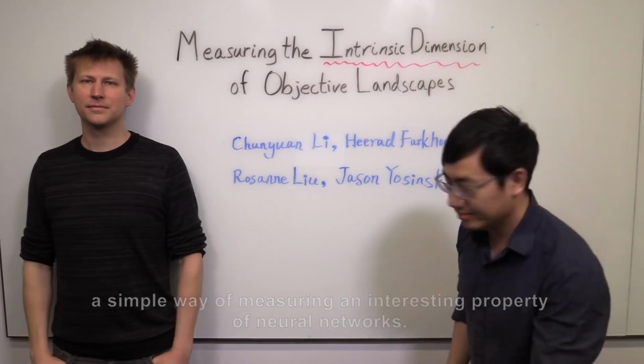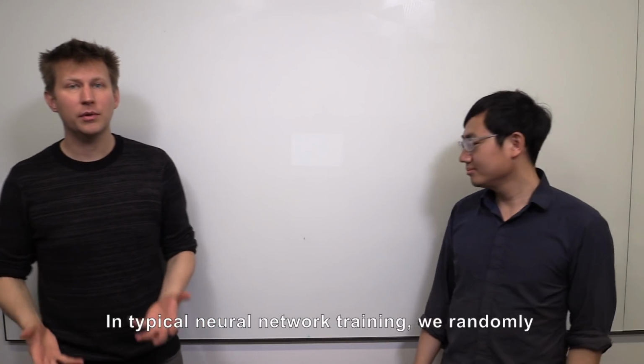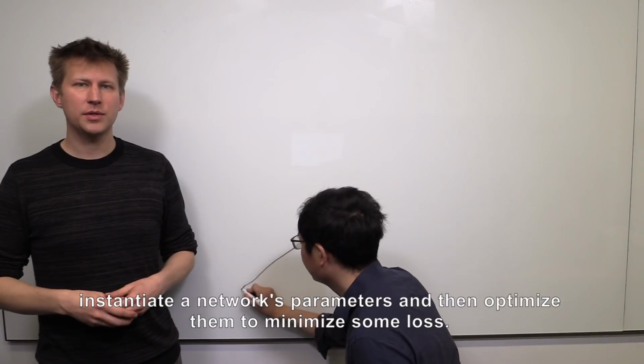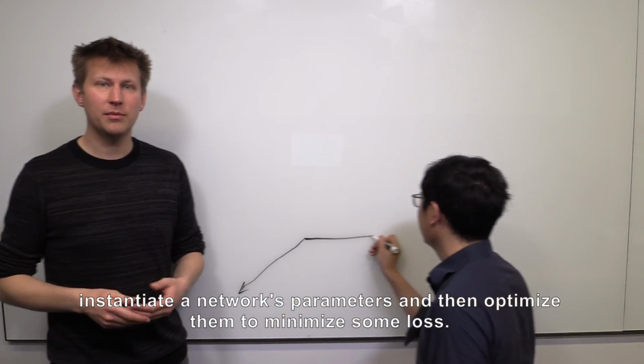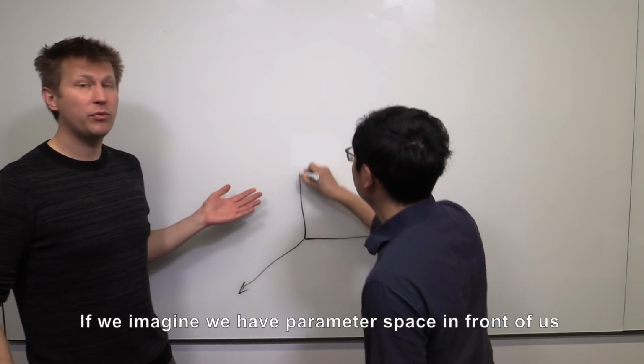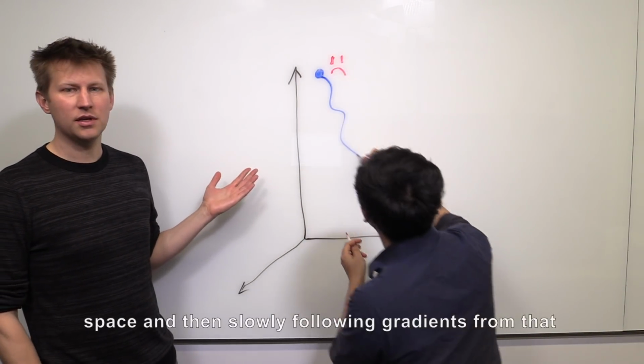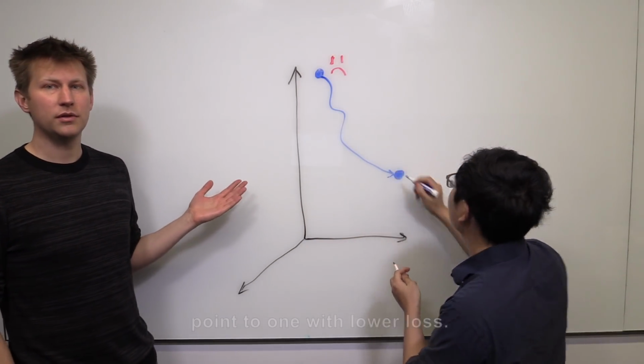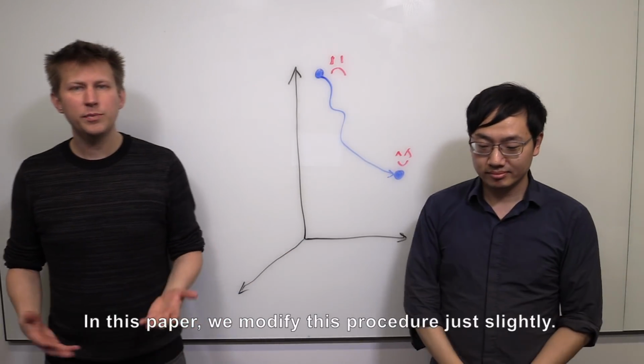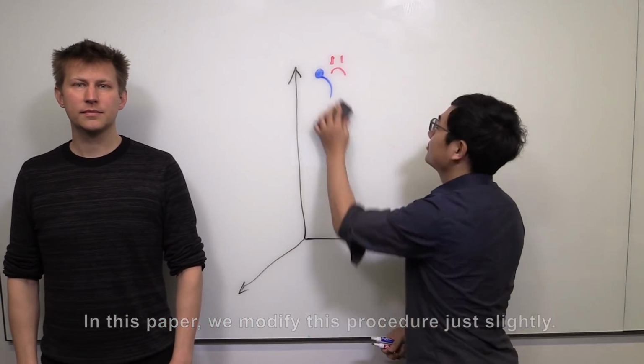In typical neural network training, we randomly instantiate a network's parameters and then optimize them to minimize some loss. If we imagine we have parameter space in front of us, we can think of this as choosing an initial point in that space and then slowly following gradients from that point to one with a lower loss. In this paper, we modified this procedure just slightly.